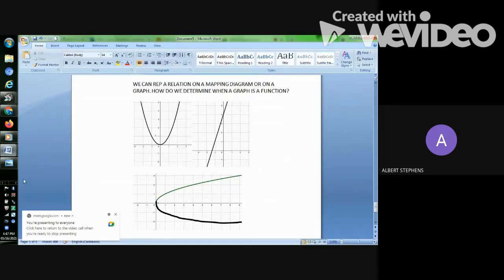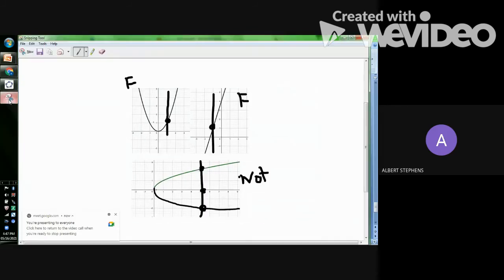So for example, this one here, this one at the bottom here. How many places does that straight line cut the graph? 2. Right. Because it cuts at 2 places, it is not a function. In other words, one x value has how many y values? 2. So it's one x value and 2 different y values. So that's what you need to look for. All right. Any questions?